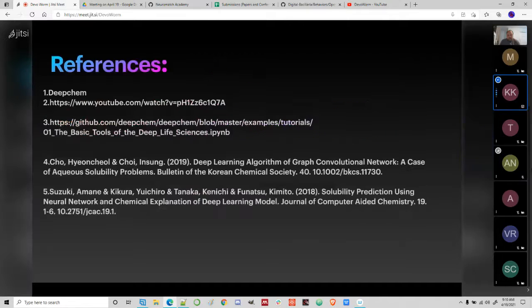So these are the references. I highly encourage everyone to go through them. The DeepChem library is really wonderful. Most of the things are predefined in it. So a person who is, you can say, a chemistry person who doesn't have much programming knowledge can easily do stuff on it without much of their time being wasted in learning programming. And these are the two papers that were really helpful. These are also available online.